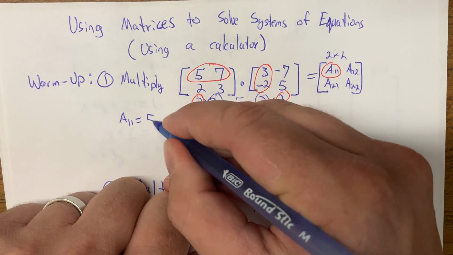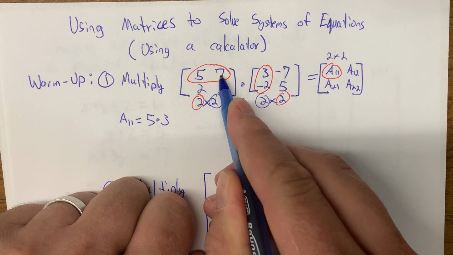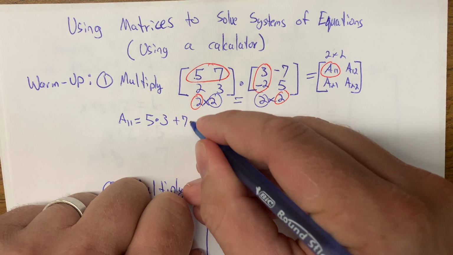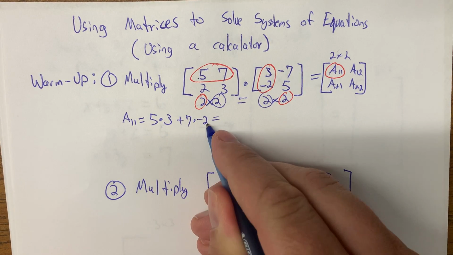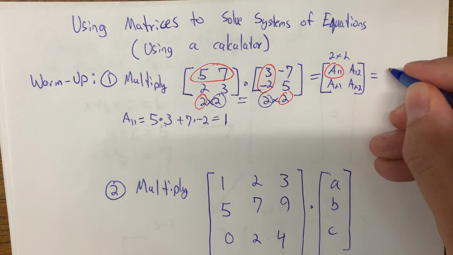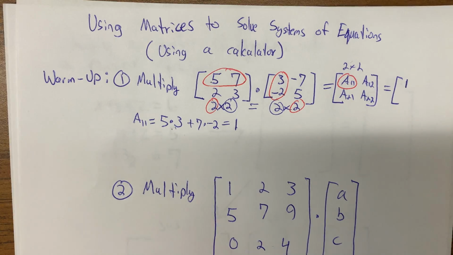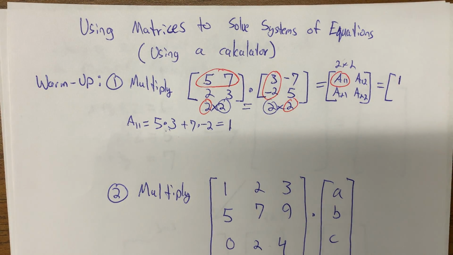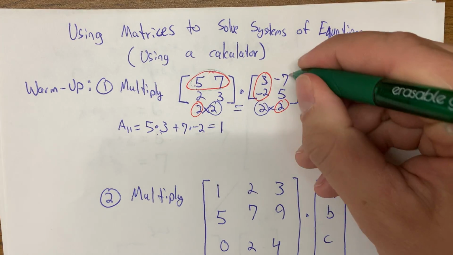5 times 3. And then we add in 7 times -2, the second thing in the row times the second thing in the column. 7 times -2. And so this is 15, this is -14. 15 plus -14 is 1. And so there will be a 1 in the first row, first column. Then we will need to do the first row, second column.